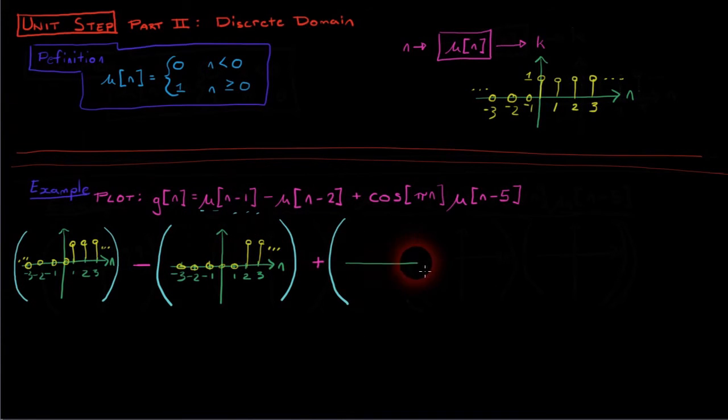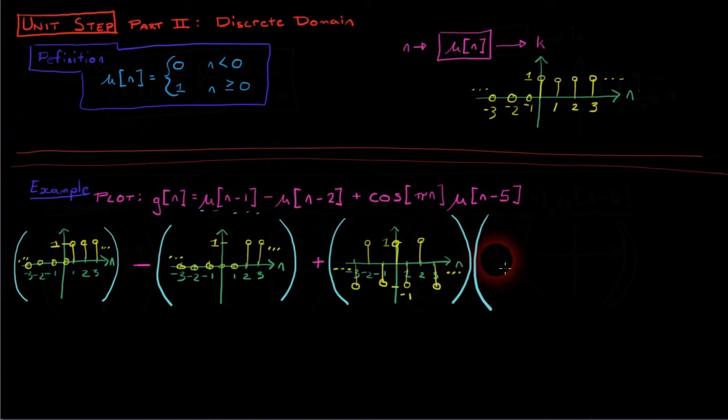Our third term is cosine of pi n, which is 1 on all the even integers and negative 1 on all the odd integers. Make sure to verify that on your own if it's not apparent. And the fourth term is a unit step shifted to the right 5.